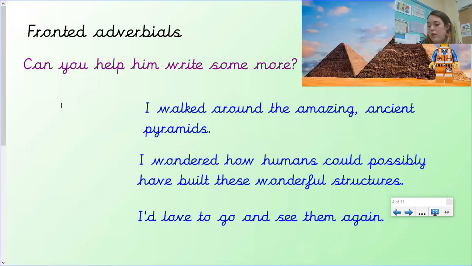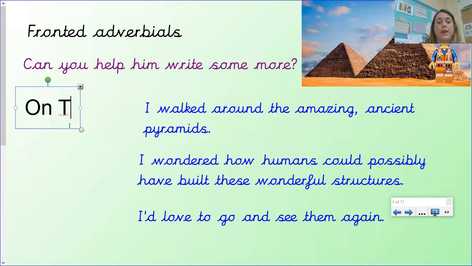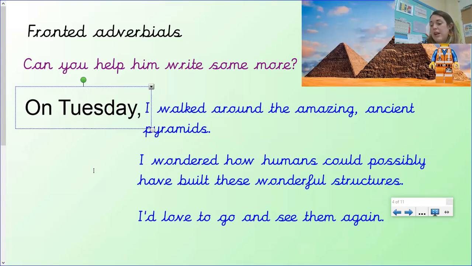Okay, there are lots and lots of options. The first one, perhaps Emmett could put something like on Tuesday, capital letter, on Tuesday, I walked around the amazing ancient pyramids. He could have put last month. He could have put after a while, I walked around the amazing ancient pyramids. He could have put later in the day, I walked around the amazing ancient pyramids, as long as it was contextualized in his writing. Lots and lots of options.